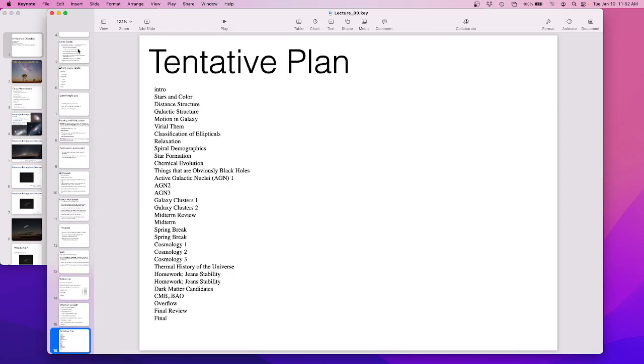Okay, so this is the tentative plan for what we're going to do. We'll talk about stars and color first, and then distance and the galaxy structure. So you guys talked about the distance ladder in intro, right? A little bit. We'll spend some more time on that because now we've got all of these galaxies defined. We'll talk about galactic structure. We'll talk about our motion in the galaxy, and the reason that we do that is so that we know what our galaxy is doing, because we compare then to other galaxies, and we look at the motion of other galaxies.